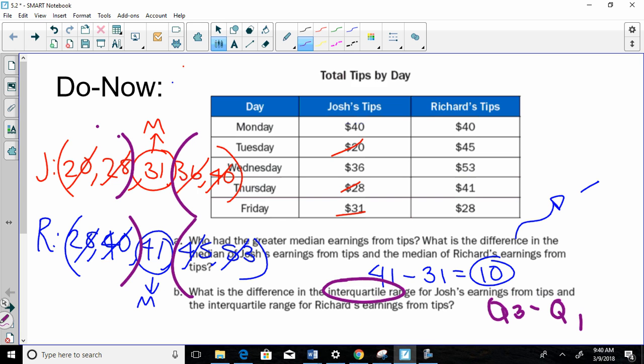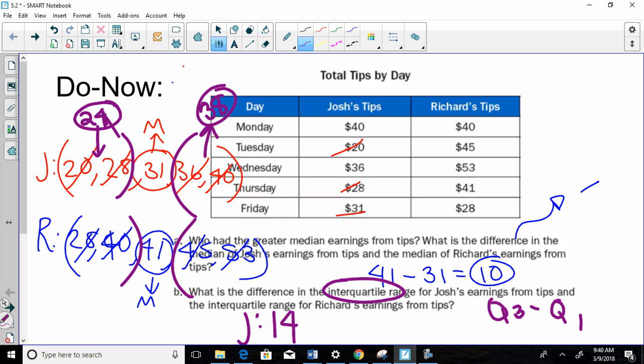And so what's the middle number between 20 and 28? 24, or we can add them and divide by 2, which is your mean or your average. So 24 is his Q1. What about his Q3? Between 36 and 40 is 38. So now I find my IQR: what is 38 minus 24? 14. So his IQR is 14.